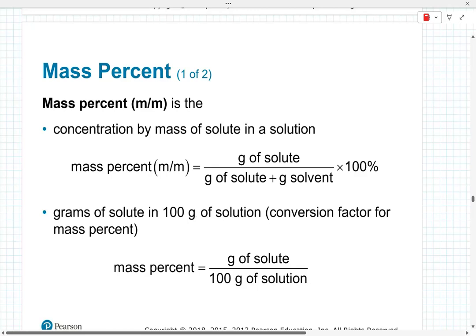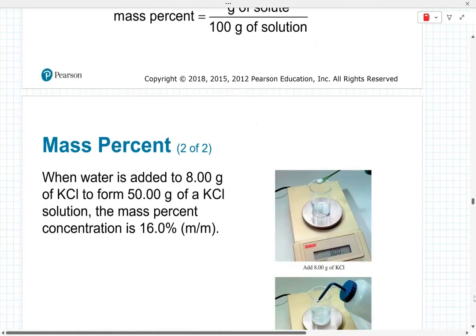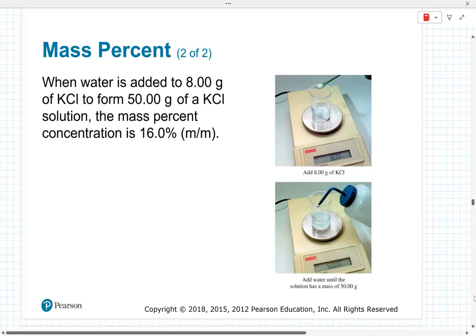So what is the mass percent? And I want to highlight something. We take the amount of solute, the mass of solute, and divide it by the sum of mass of solute plus solvent. Okay? So it's a mass of a solution. So this is an example, right? Okay?